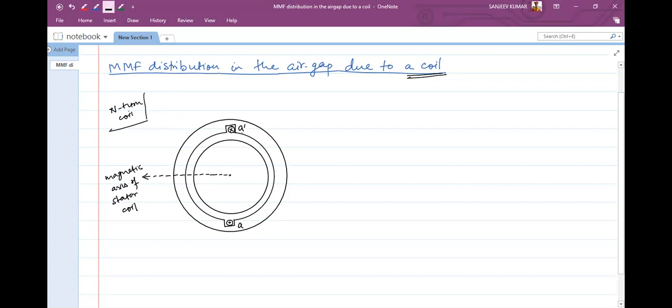Now, since it is A dash and this is crossed, it means that the current is going away from the screen. It means the current is going inside the screen here. So if you use the right hand curl rule, according to that, if the current is going into the screen, then the direction of magnetic field will be something like this, or you can say the direction of MMF. This will be something like this.